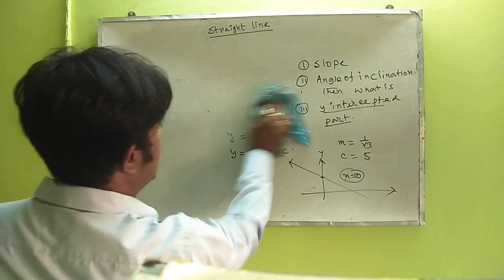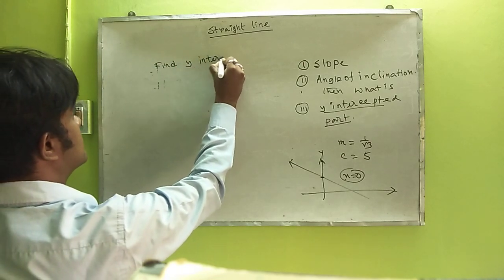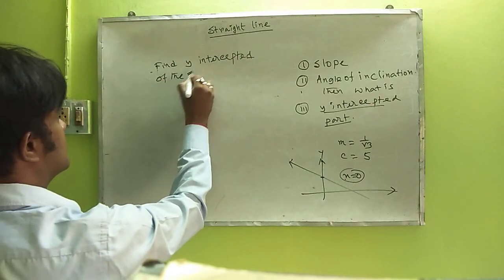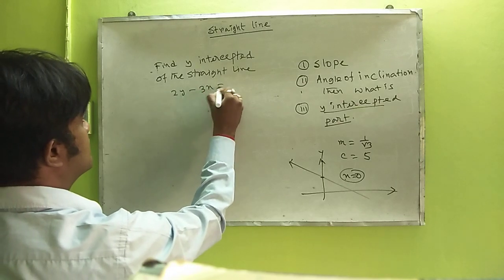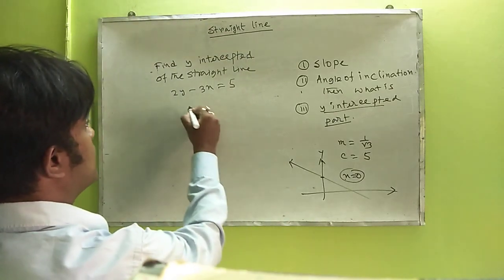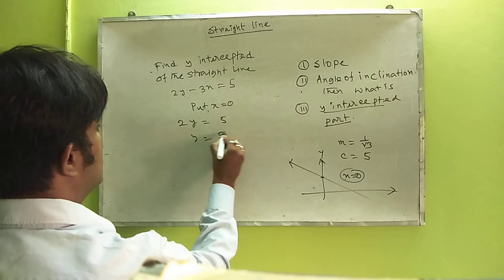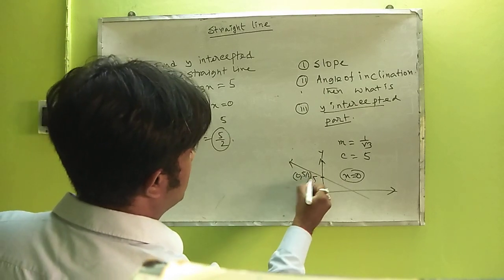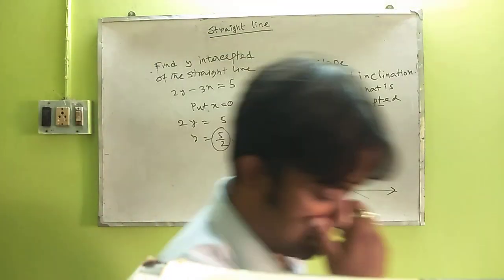So if the question is like that, find y-intercepted part of the straight line 2y minus 3x is equal to 5. Then put x is equal to 0, that is 2y is equal to 5, y is equal to 5 by 2. So y-intercepted part is 5 by 2. That is, this point will be 0, 5 by 2. This concept we will use in the further sums.